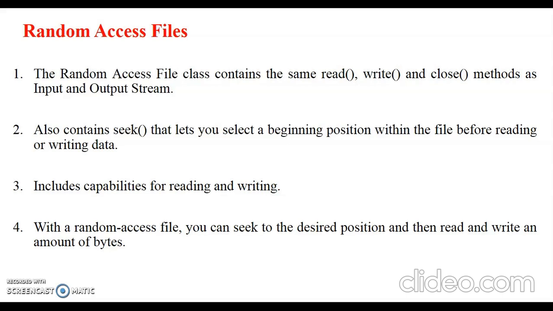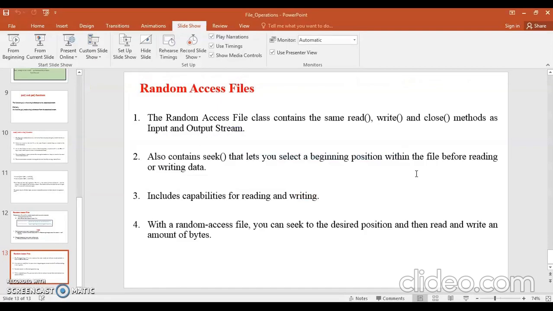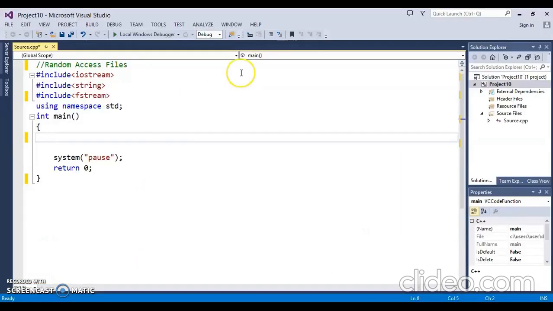For example, you have 10 records. Now you want to add record number 11, but you want to add this record at position number 6. It means all records after position number 5 should be shifted. In random access files, yes, we can do it. Likewise, let's write a program using random access files.